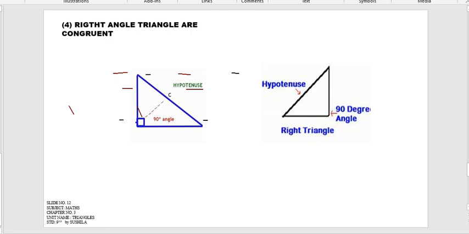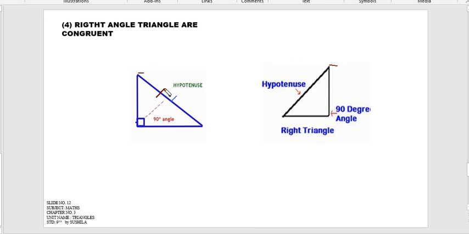the fourth theorem for congruence of triangles is the right angle triangle congruent theorem. Here you can see two triangles on your screen. This angle will be equal to this angle, and here the right angle, hypotenuse and one side will be there.